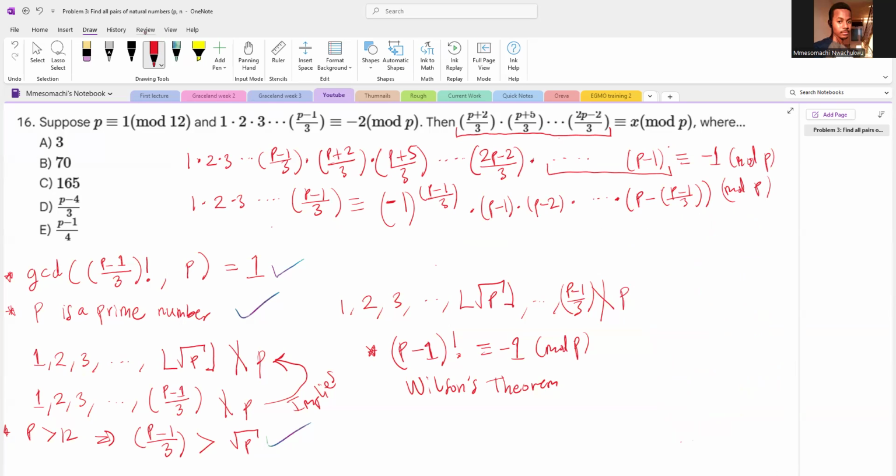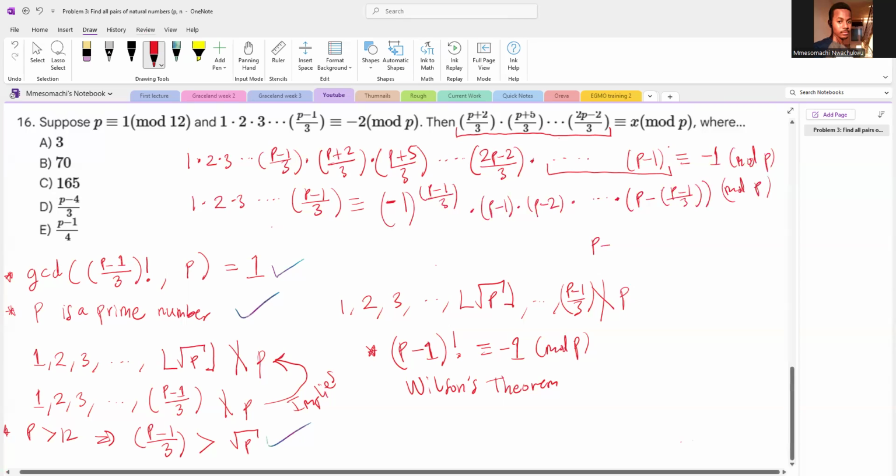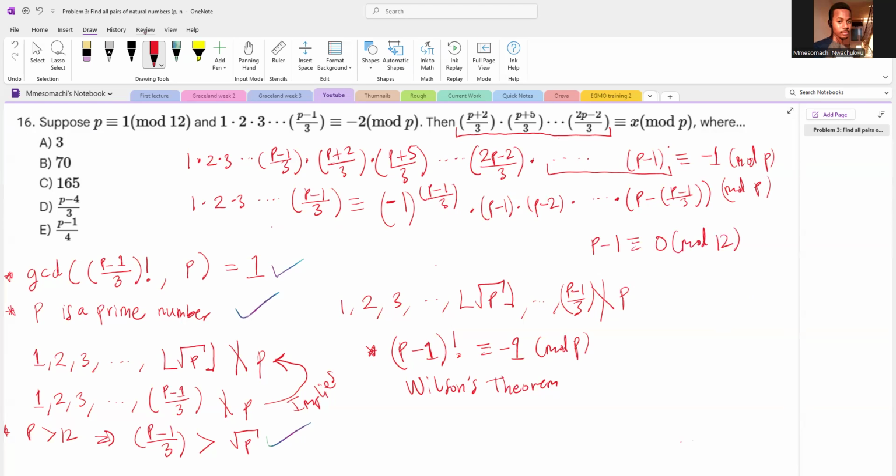But now, what is minus 1 to the power of P minus 1 divided by 3? So P minus 1 is congruent to 0 mod 12. So what does this imply? This implies that P minus 1 is congruent to 0 mod 4. Now if we divide by 3, we have P minus 1 divided by 3, still congruent to 0 mod 4. We can divide by 3 because 3 is relatively prime with 4. So it means this minus 1 to the power of P minus 1 over 3 is just equal to 1.